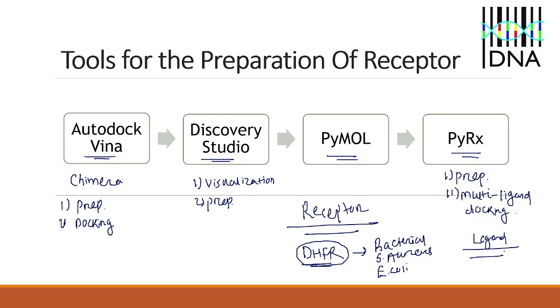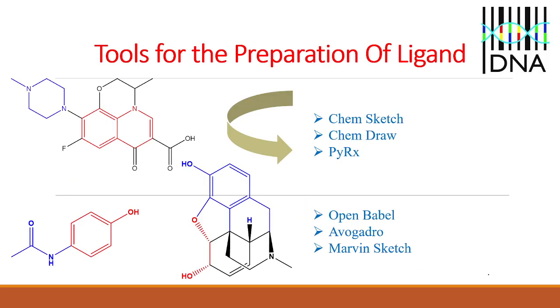So while preparing the ligand molecule, we'll discuss what drug molecule we are going to use, and how we can prepare that drug molecule or the ligand molecule. Talking about the preparation of the ligand molecule, we can create such beautiful looking multicolored drug molecules by using these two tools, that is ChemSketch and ChemDraw. And this is the most commonly used tool for the preparation of the drug compounds.